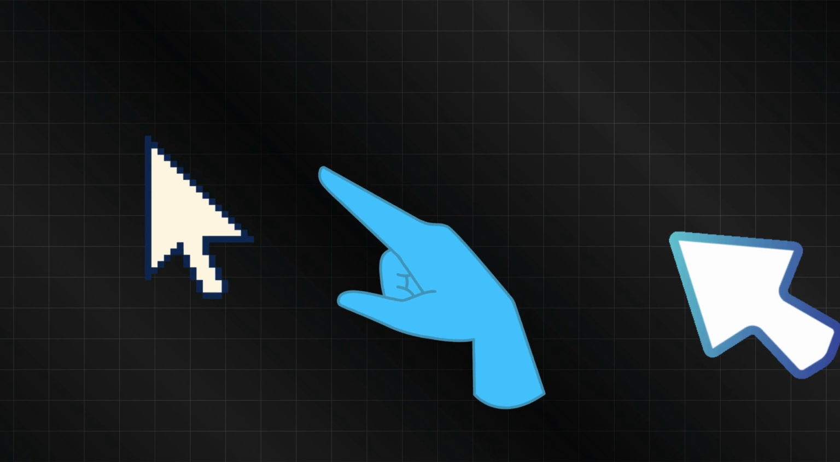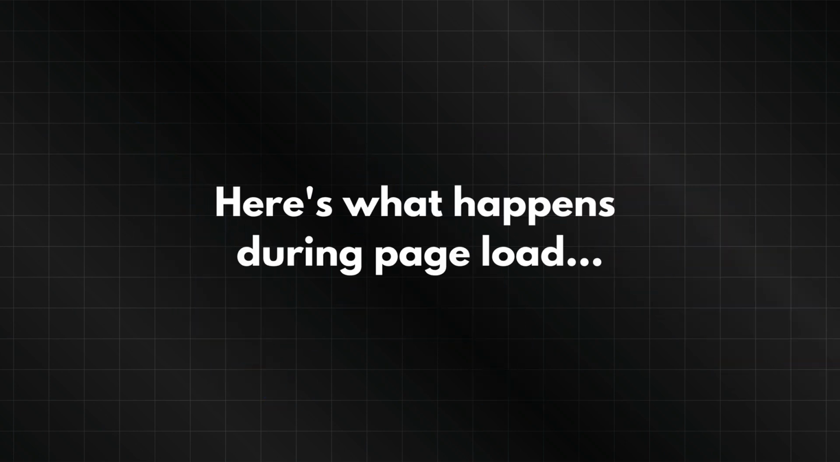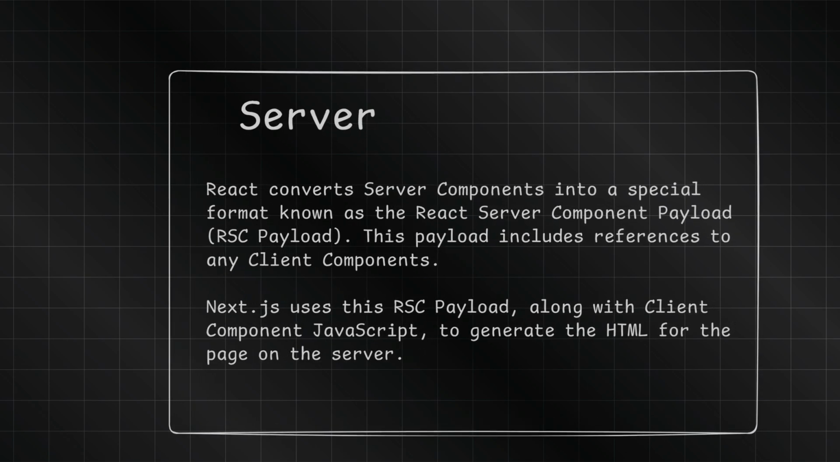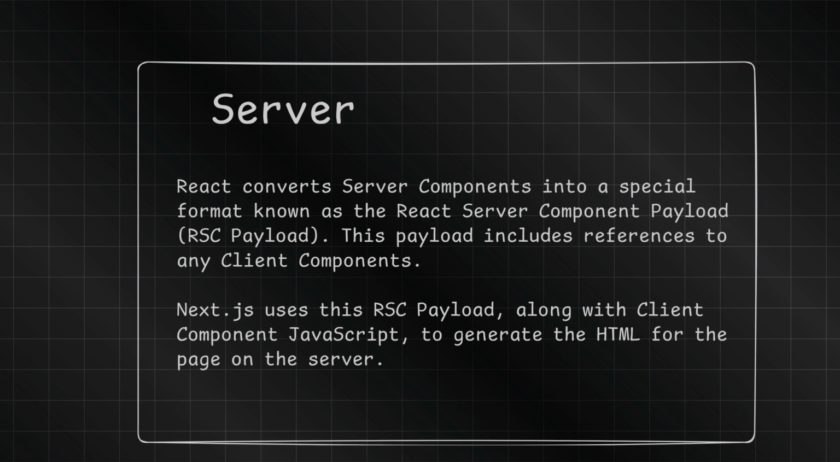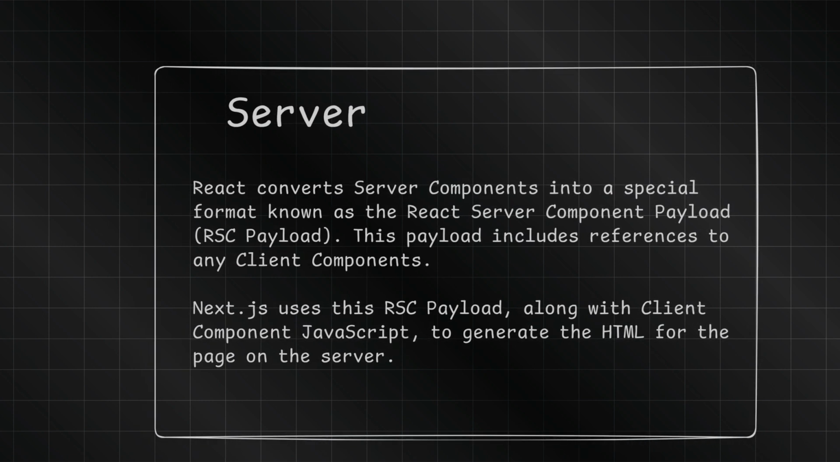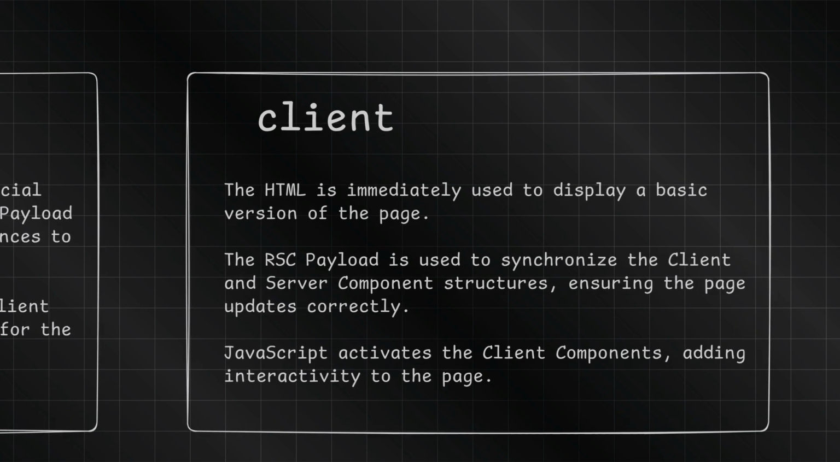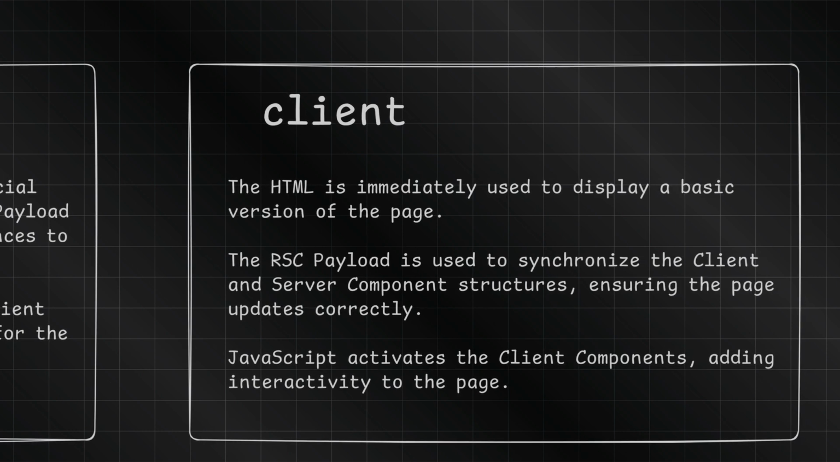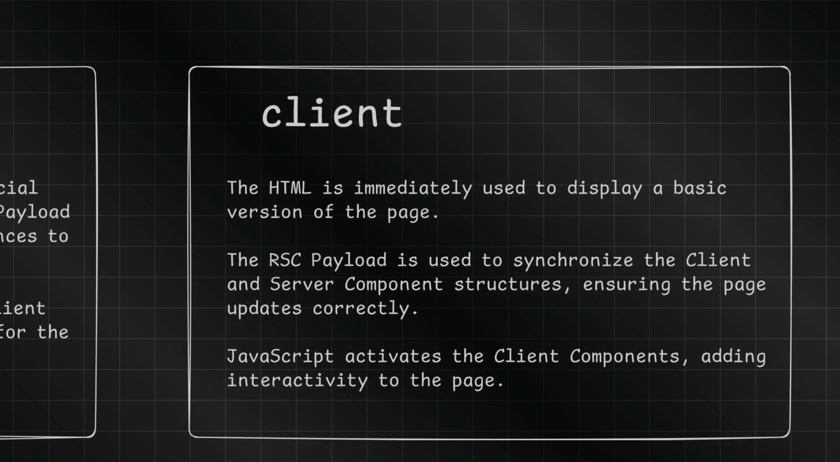When you load a page for the first time, here is what happens. On the server, React converts the server components into a specific format called the React Server Component Payload. This payload also includes references to the client components. Next.js uses the RSC payload along with the client components' JavaScript to generate the HTML page on the server. On the client, the HTML is immediately used to display the basic version of the web page. The RSC payload is used to synchronize the client and server component structures, ensuring the page updates correctly. JavaScript is then activated and the client components add interactivity to the page.